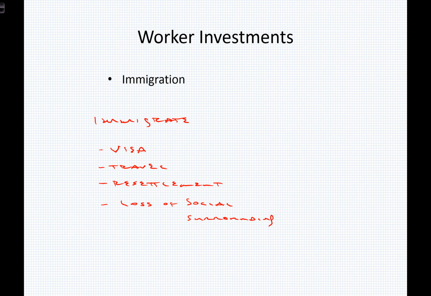There might be familial loss. We think about these as social and surrounding losses. They might be thought of under a more general heading of psychic losses. So immigration comes at an absolute cost. Well, why does one immigrate?